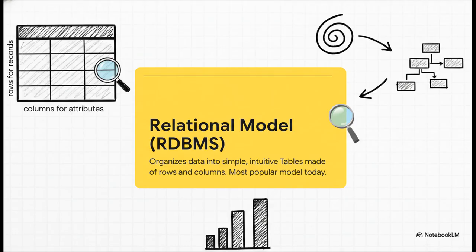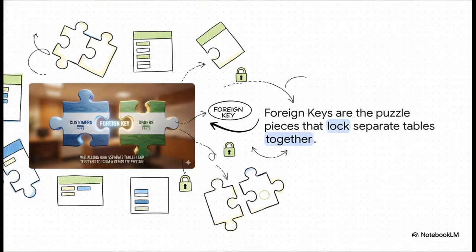The genius of it is its simplicity. It organizes all the data into really intuitive tables, just like the spreadsheets we all know and use, with rows for each record and columns for the details about it. This simple but powerful idea is why it completely dominates the database world today. So, you might be wondering, if everything's in separate tables, how do we connect them? This is where the magic happens, and it's all thanks to something called foreign keys. Just think of them as special puzzle pieces that link one table to another.